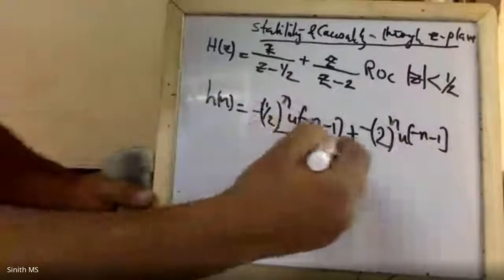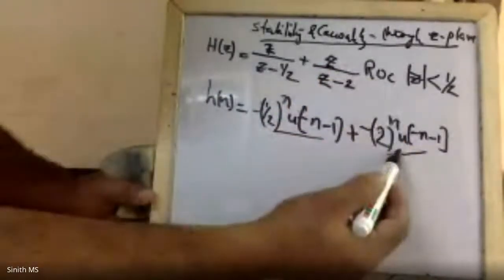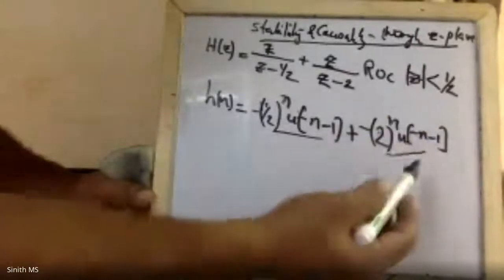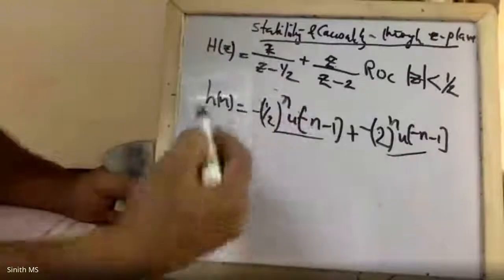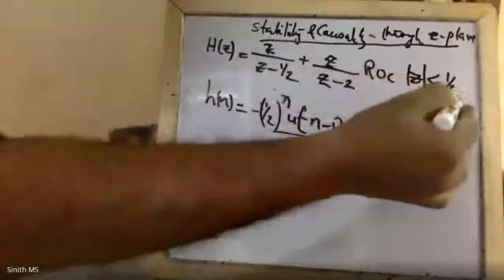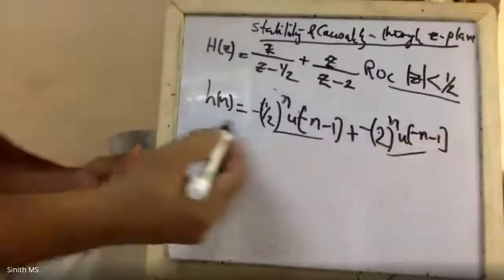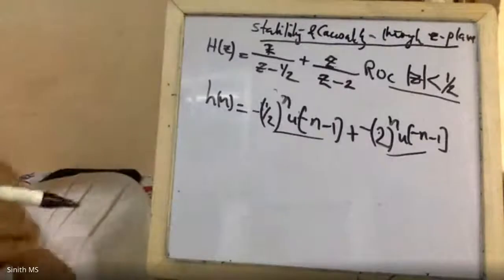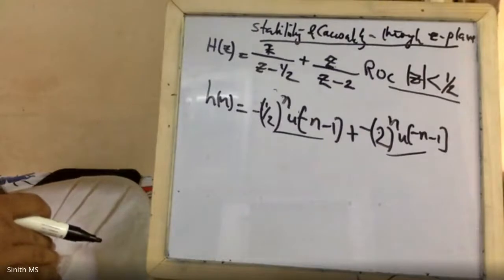So let us consider the ROC of interest. Here you can write this if |z| is less than 2, and you can write this if |z| is less than half. So both are satisfied if |z| is less than half. So if the ROC is |z| less than half, that means your system is like this: minus half raised to n u[minus n minus 1] plus minus 2 raised to n u[minus n minus 1].